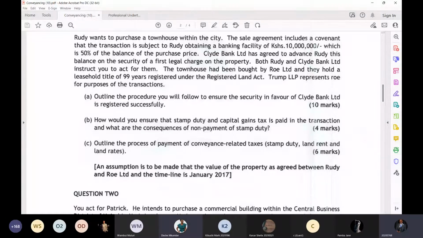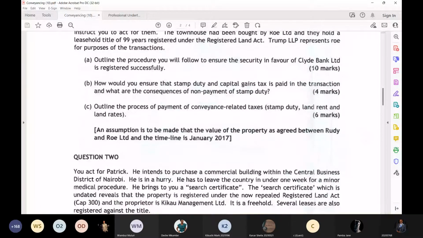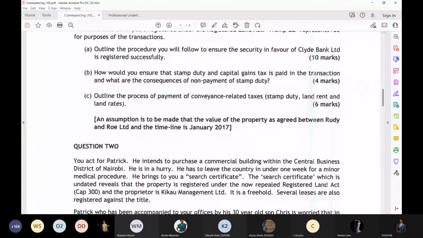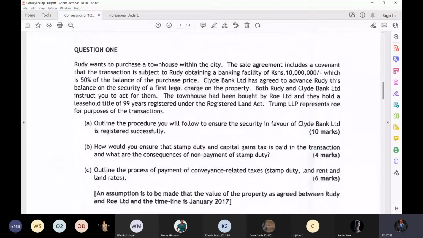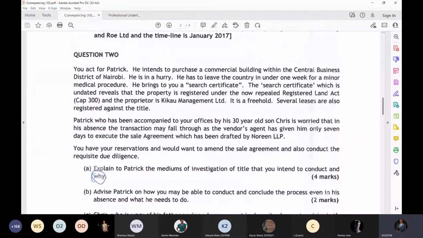So are we satisfied with question number 1? We can now move on to question number 2. Yes, please, let's go on to question number 2. Somebody please read question number 2.